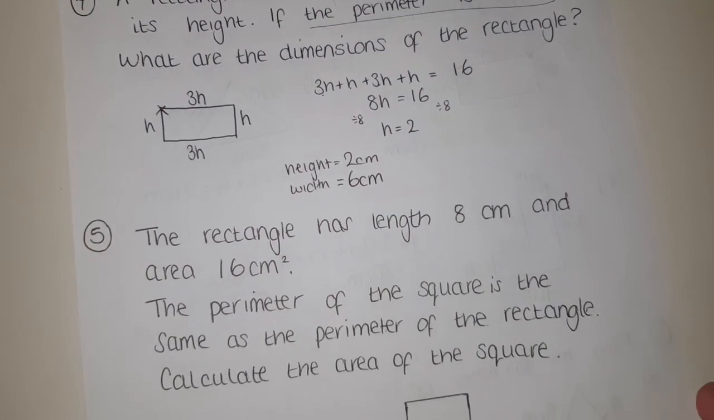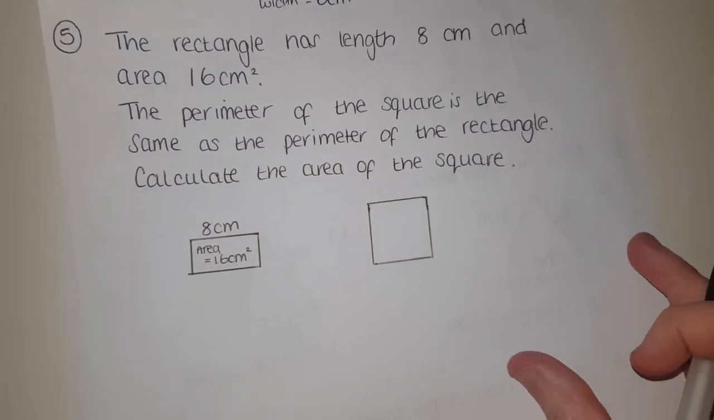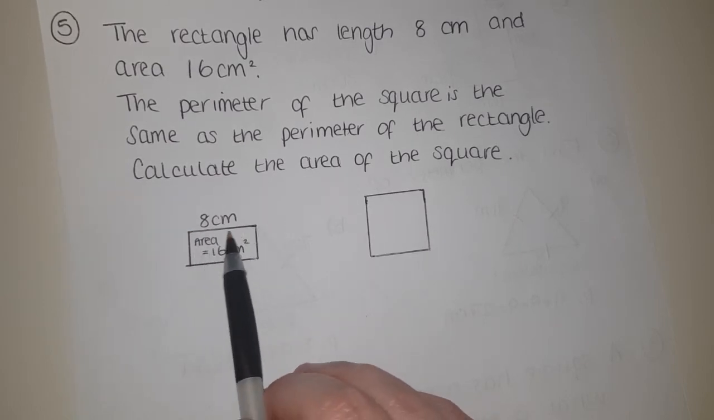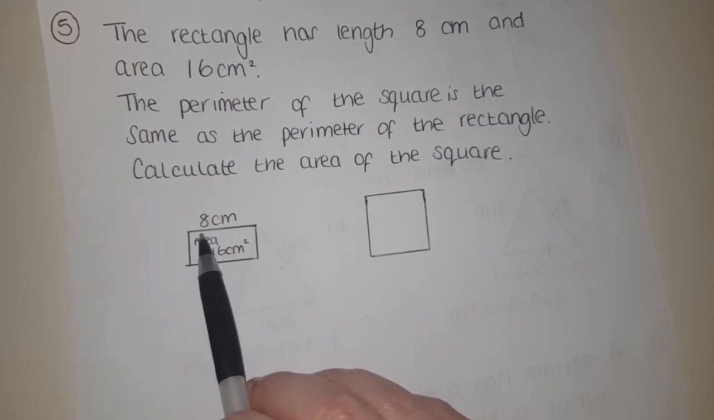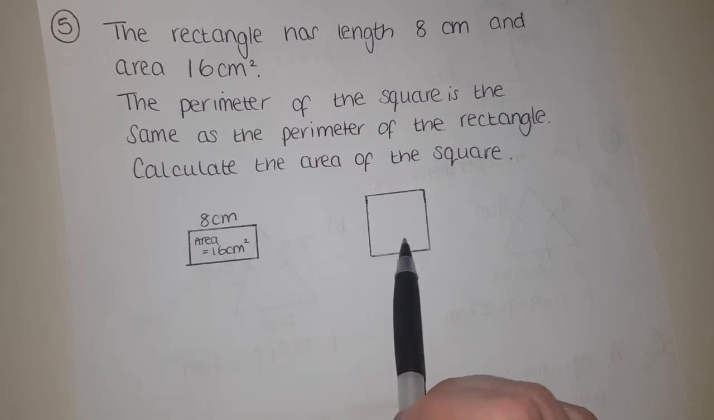If we look at question 5, you've got a rectangle, and this one's a little bit more complicated. A rectangle has a length of 8 centimeters and an area of 16 centimeters squared. The perimeter of this square is the same as the perimeter of this rectangle. Calculate the area of the square.